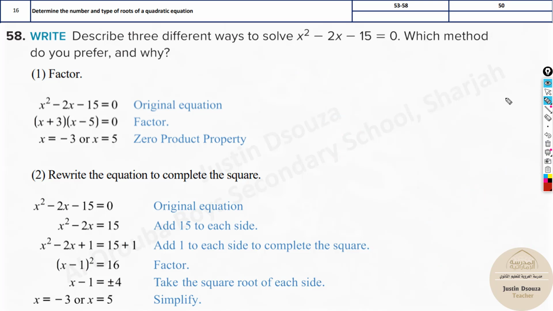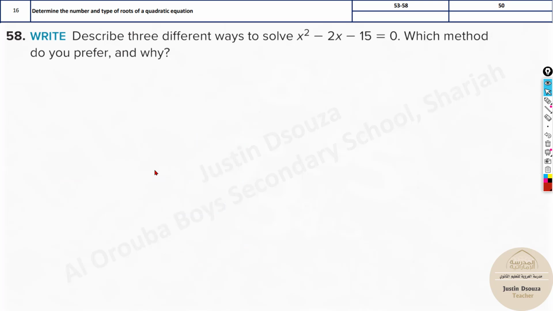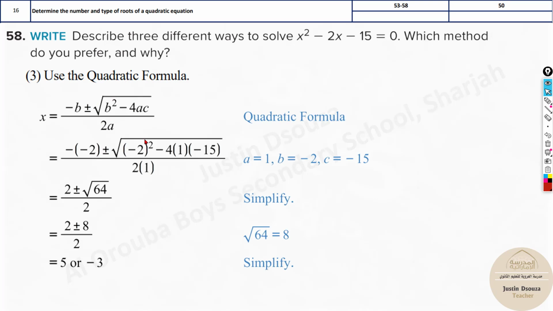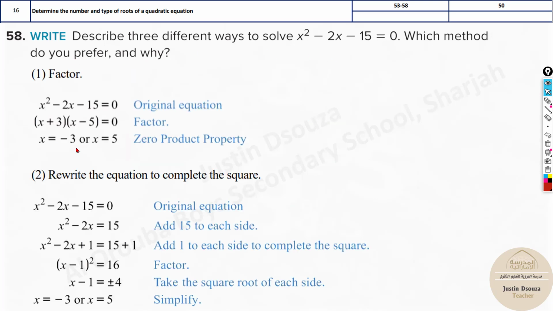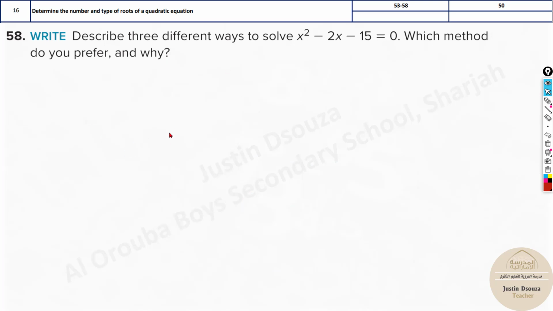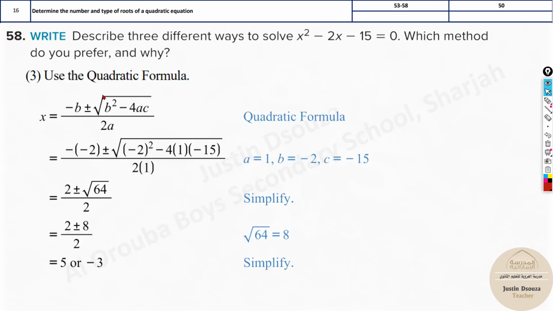If you do two methods, it's enough, I guess, if you're writing. These two are okay. Now, you know the factoring and the quadratic formula method. This is one more. Or you can just write the three methods, solve it by the factoring method and tell that this is the easiest of all. The quadratic formula is given over here: minus b plus or minus square root of b square minus 4ac, this is the discriminant, divided by 2a. You need to substitute all the values and solve it.